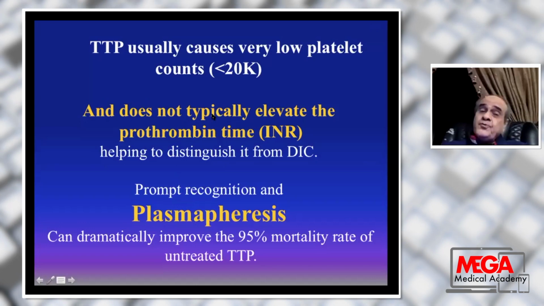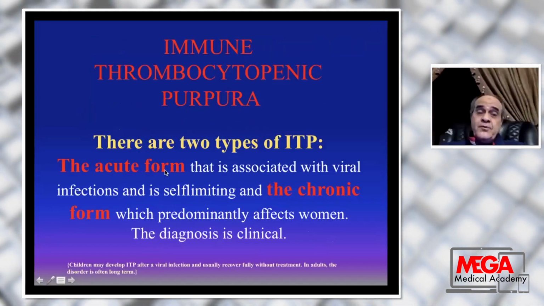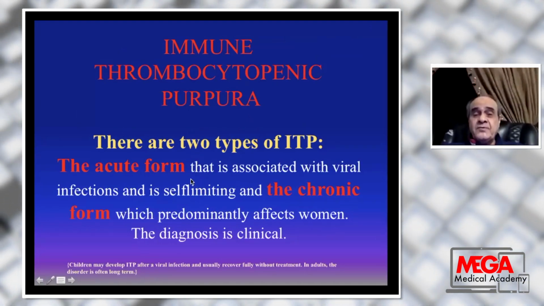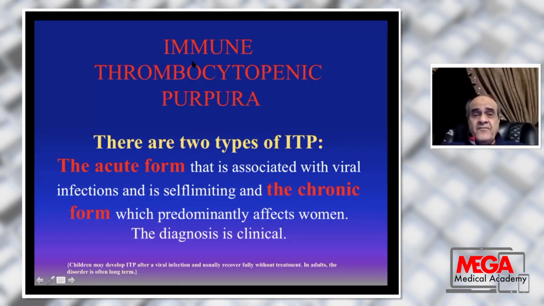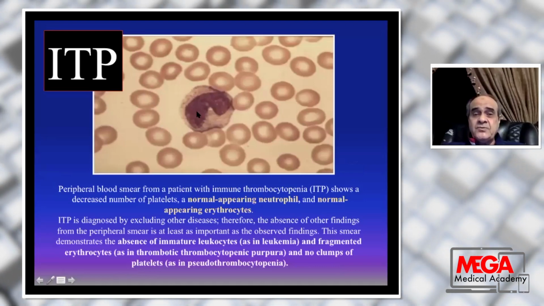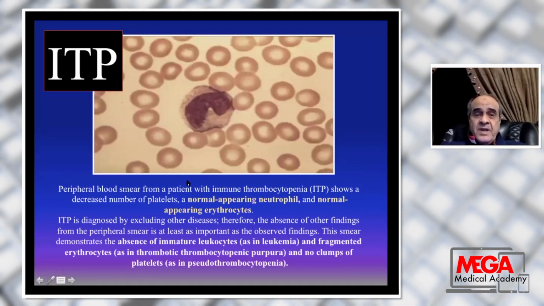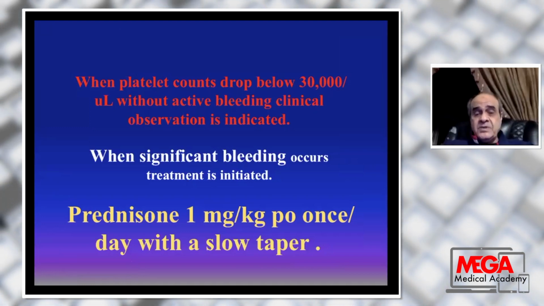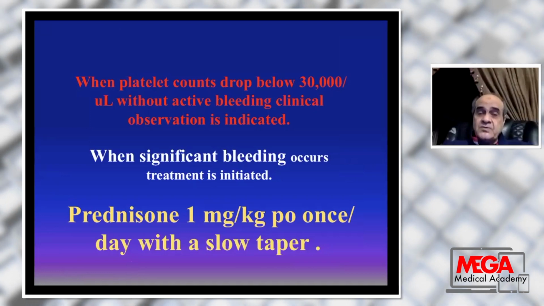Immune thrombocytopenia may develop after viral infections and may be an acute or chronic form, and it is always diagnosed through exclusion of other causes of thrombocytopenia. If we make a blood smear and see the RBCs are normal, no schistocytes and normal white cells, we can diagnose ITP. Treatment of ITP: we can start corticosteroids, prednisone 1 milligram per kg per oral once per day with a slow tapering.